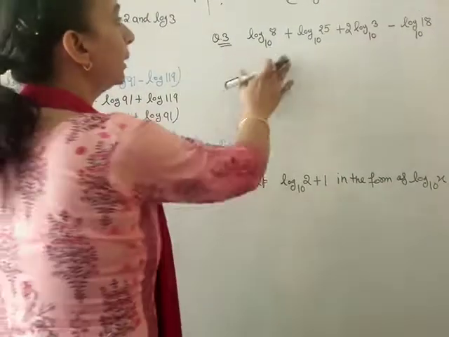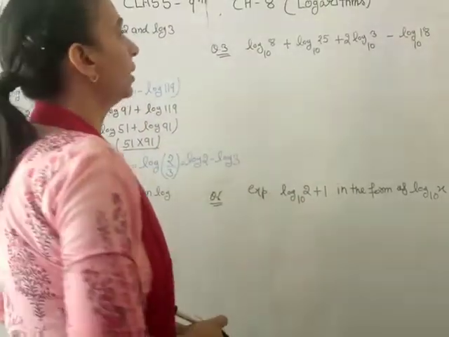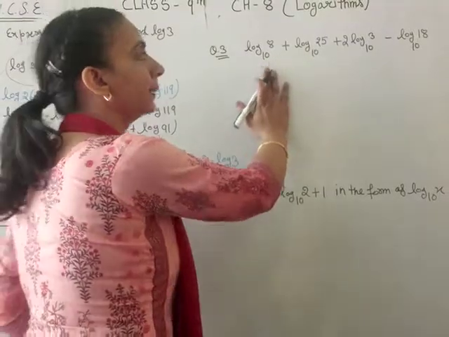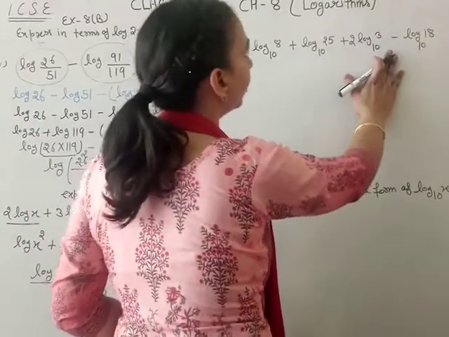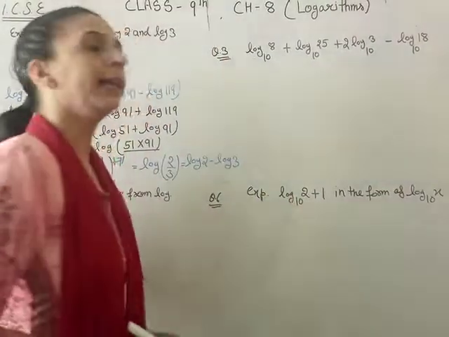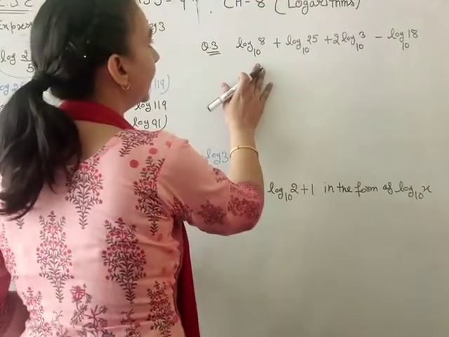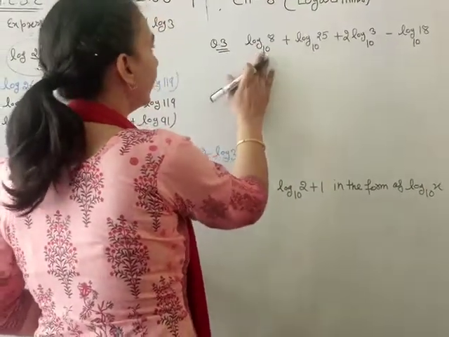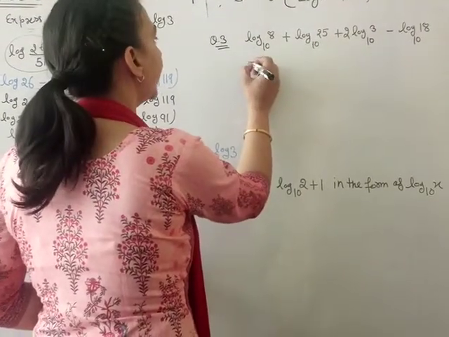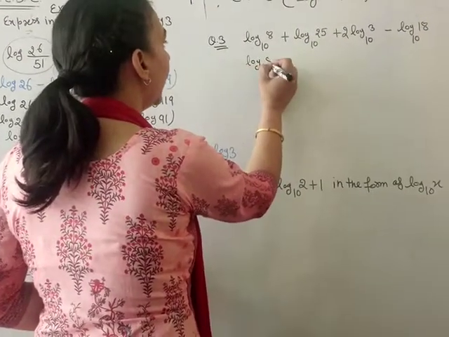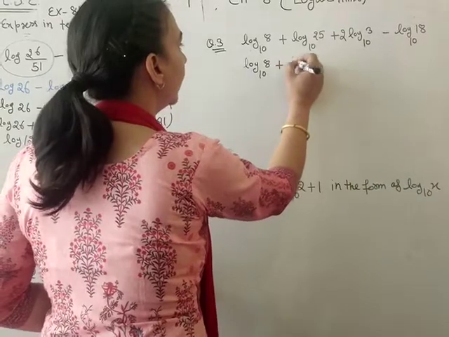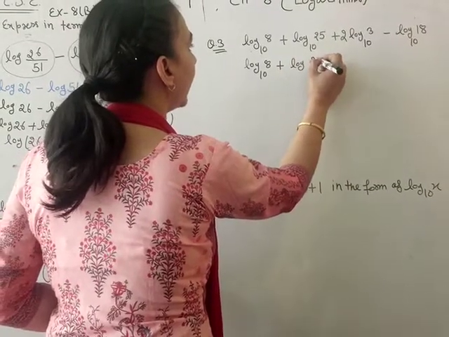Solve this. Question number 3. Solve this question: log 8 at the base 10, plus log 25, plus log 3 squared, minus log 18, and 10 is the base. Student, first we write it the same, as it is: log 8 at base 10, log 25 at base 10.